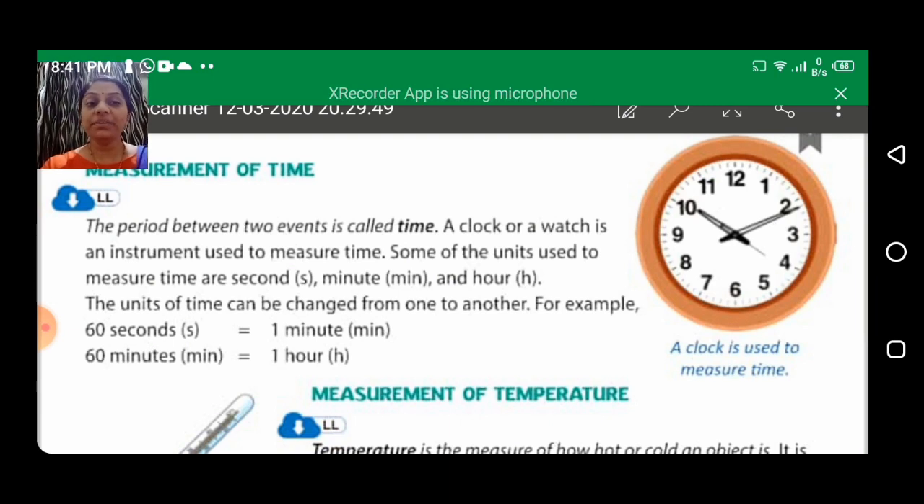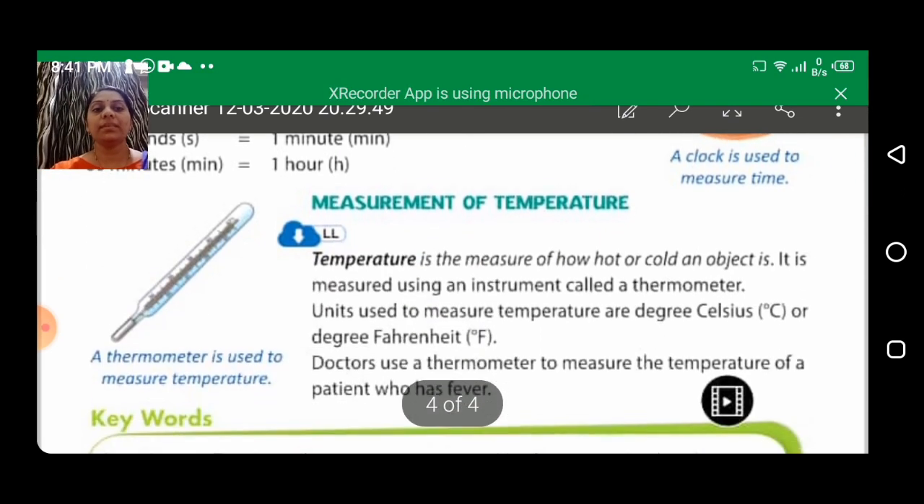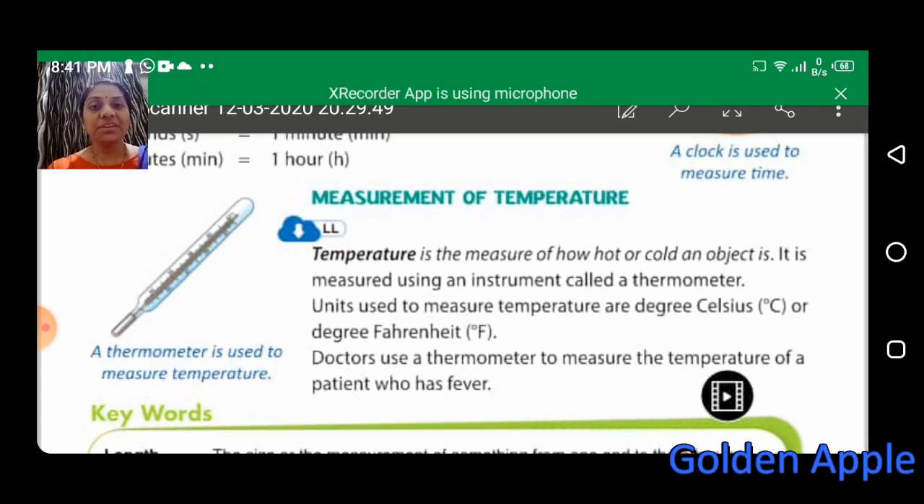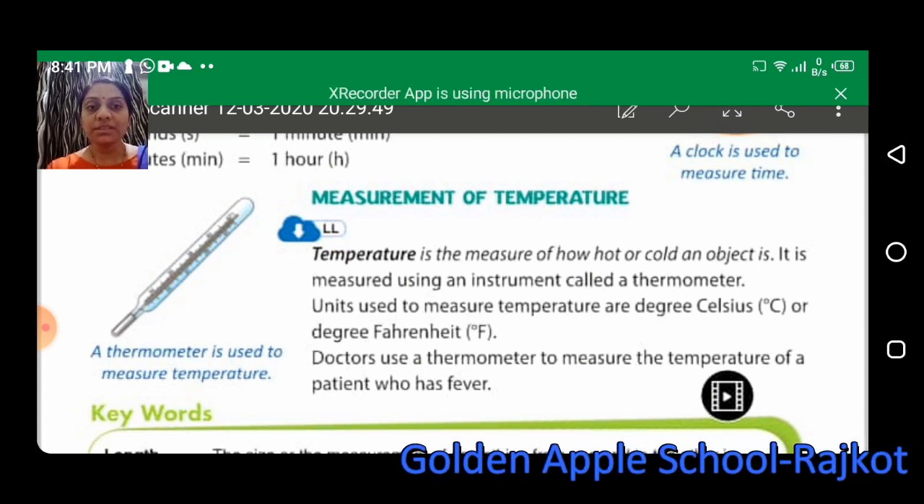Now how to measure temperature. Temperature is the measure of how hot or cold an object is. It is measured using an instrument called a thermometer. Whenever anyone is suffering from fever, we check our body temperature. We measure it through a thermometer.